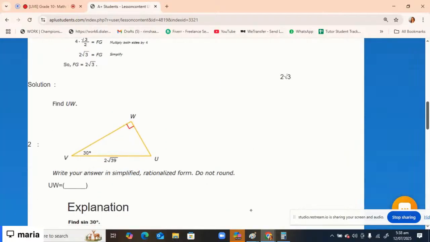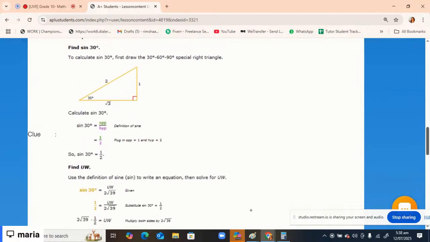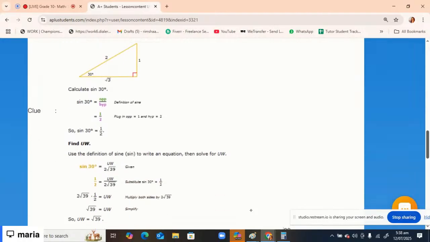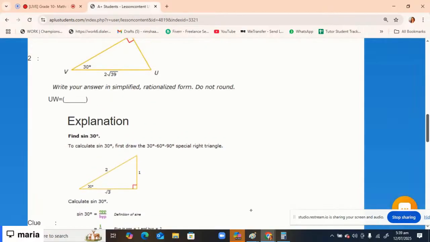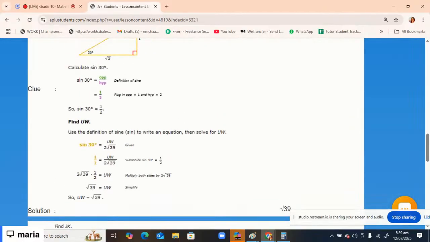Okay. Now look at this question. Here we are using sine 30. What is sine 30? That is 1 by 2. So just putting that value, and then the other side is 2 into square root 3, which is given, then just multiply on the opposite side, and then we find it out. This is the proper way to solve it.